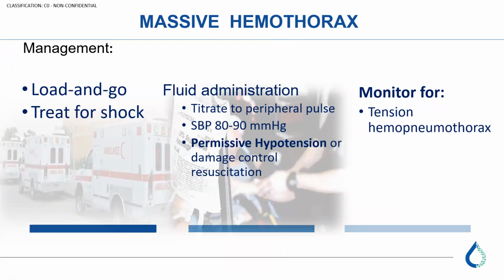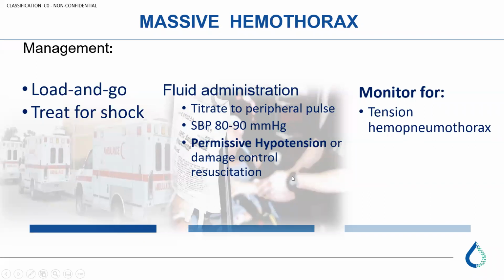The definitive treatment for massive hemothorax is the operating room, chest tube, depending upon your scope of practice, but in EMS, we don't do that. Load and go and treat for shock. Another management that you can do is fluid administration, titrate to peripheral pulse, or, as mentioned in the last topic, maintain a systolic blood pressure of 80 to 90 millimeters of mercury. This is the concept of permissive hypotension.